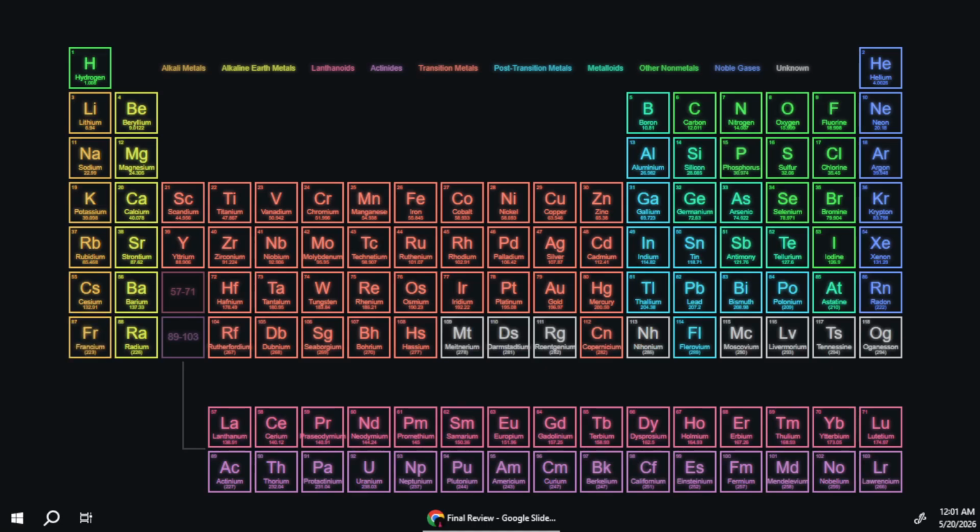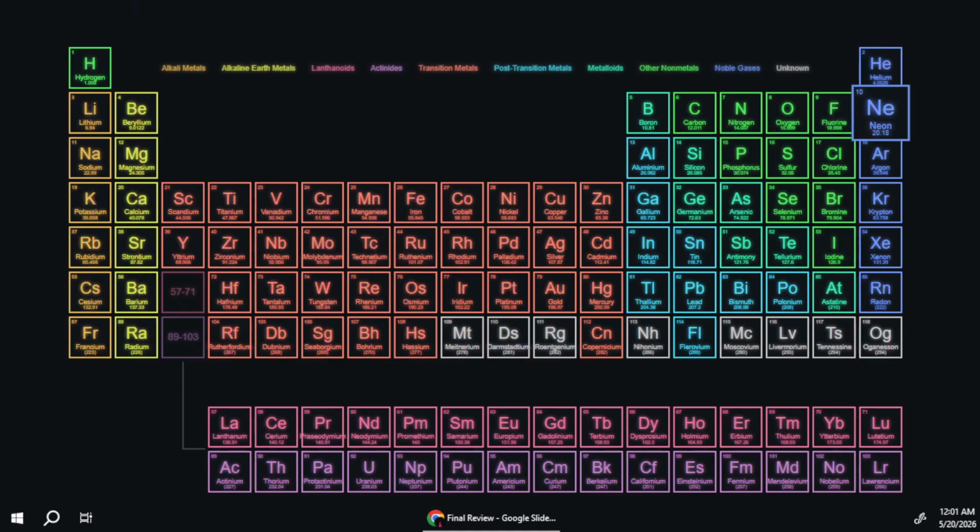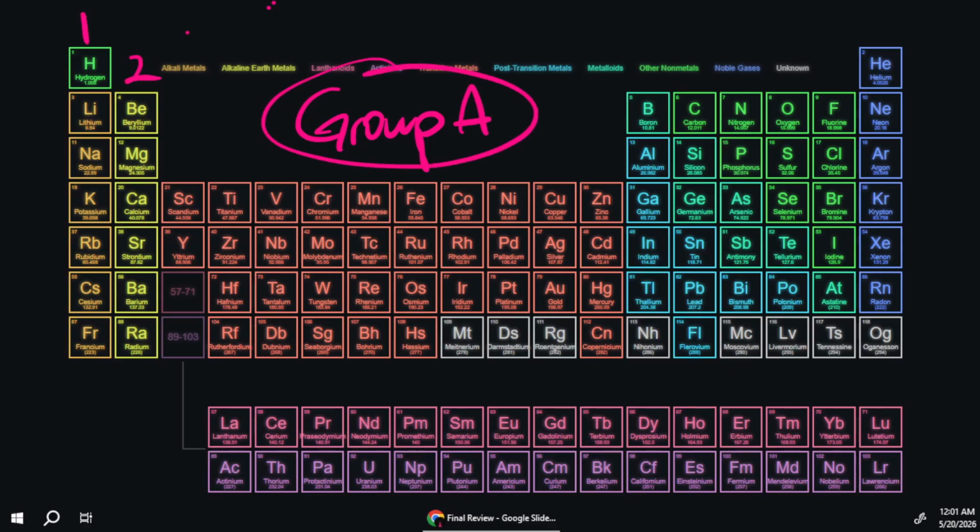Going down the periodic table, it's called the groups. Okay, so we get group number 1, group number 2, group 3, 4, 5, 6, 7, 8, 9, 10, all the way to group number 18. So we'll have 18 groups. There's a lot of groups. And there's also group A. Group A is 1, 2, 3, 4, 5, 6, 7, 8. And we skip the middle part, okay? The middle part is group B.